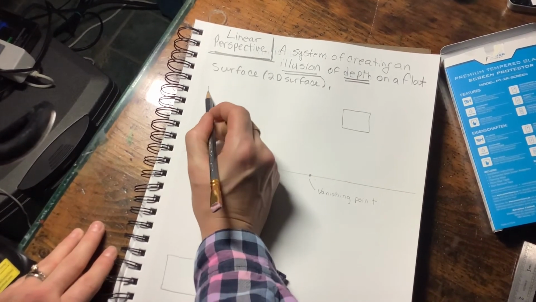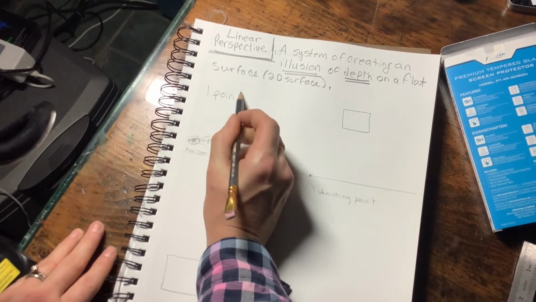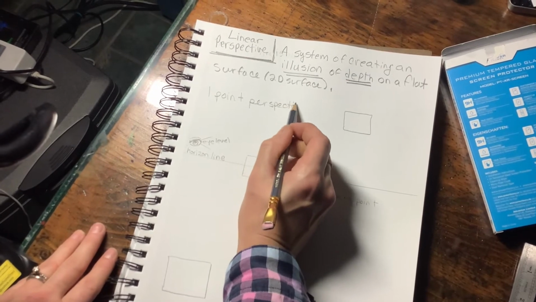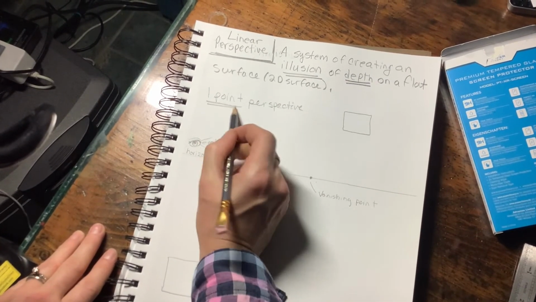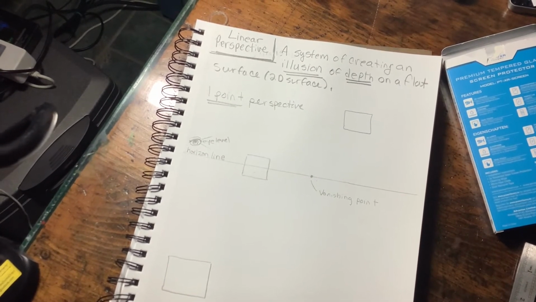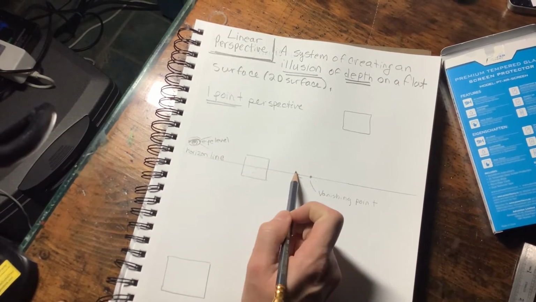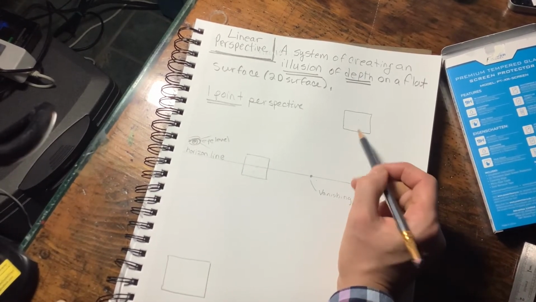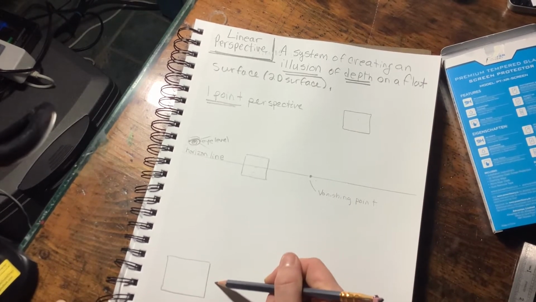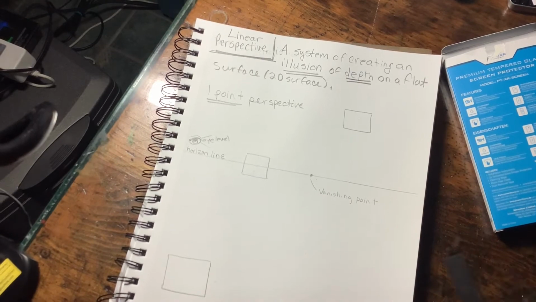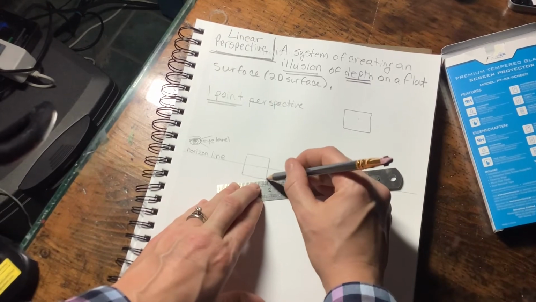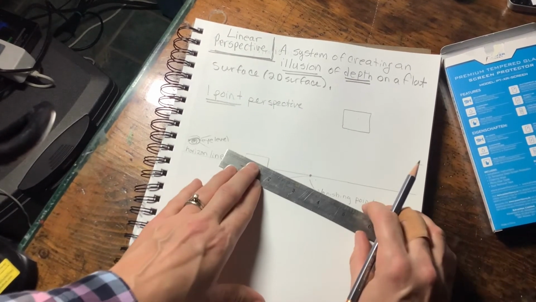And by the way, this is called 1-point perspective. So that's like if you're looking at an object and you only see the front and the side, or the front and the side and the bottom, or the front and the top and the side. So let's just get into it. All right. So what you're going to do is line your ruler up and connect it to the vanishing point.